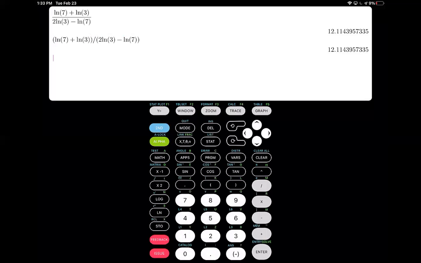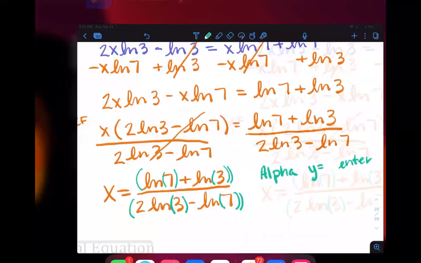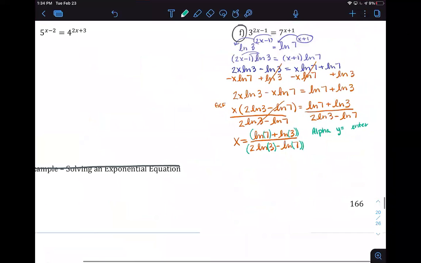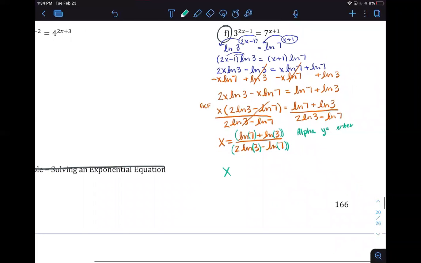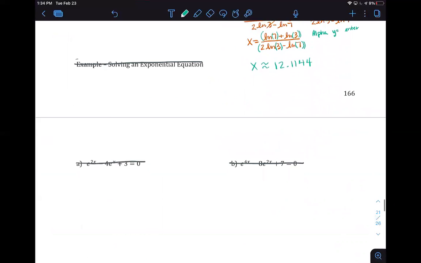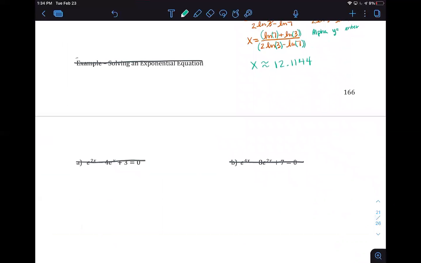And if you're having problems getting that in your calculator, make sure I help you before the end of class. Okay. So we got x equals approximately 12.1149.